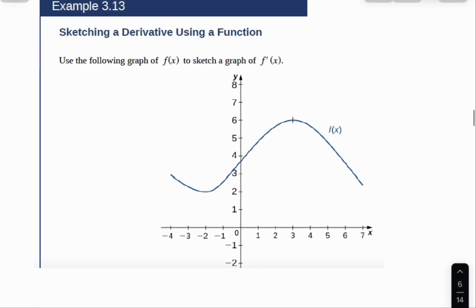Now here we have a graph of a function, and it says to graph the derivative. Okay. So let's put on every single time our tangent slope would be 0. That would mean that we have a horizontal tangent, and that means that the derivative, the slope of our tangents, would be 0. So let's put those on.